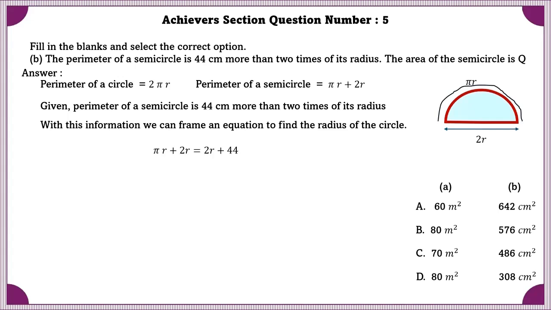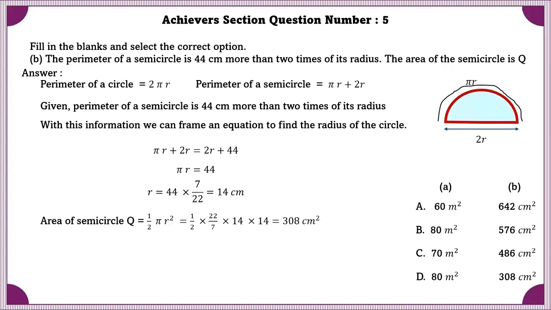So, this equation can be written as pi r plus 2r, which is equal to 2r plus 44. Now, the equation will become pi r, which is equal to 44. Now, we can find the value of r, that is 14 centimeters. Now, area of the semicircle Q can be found out using the value of the radius. Therefore, the area of the semicircle Q is equal to 308 centimeters square.